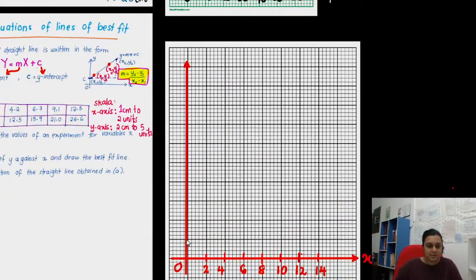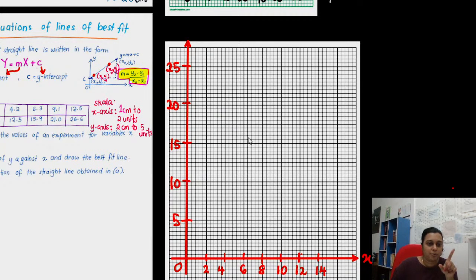The y is 5. 10, 15, 20, 25. This one can use 2 cm. So draw it longer. So 2 cm is 10 boxes, isn't it? 5, 10, 15, 20, 25.